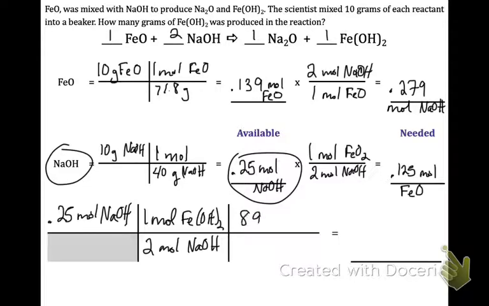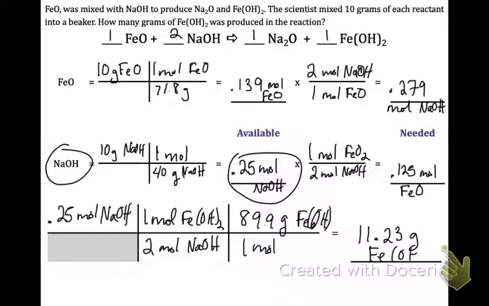And then there are 89.9 grams of iron hydroxide in 1 mole. When I multiply across the top and divide by the bottom, I find that 10 grams of sodium hydroxide will produce 11.23 grams of iron 2 hydroxide.